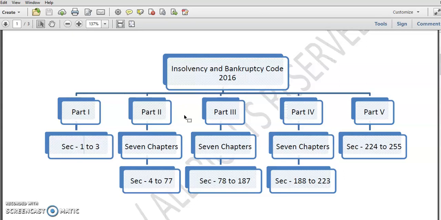Part 1 has sections 1, 2 and 3. Part 2 has 7 chapters and sections 4 to 77. Then Part 3, again 7 chapters, sections 78 to 187. Then Part 4, 7 chapters, sections 188 to 223. And Part 5 with no chapters but sections 224 to 255. So overall we have to read 255 sections.